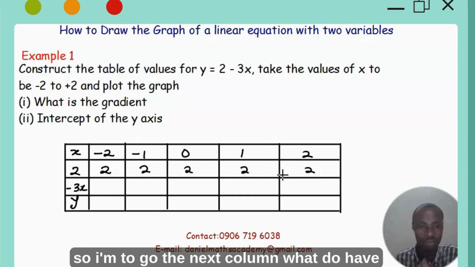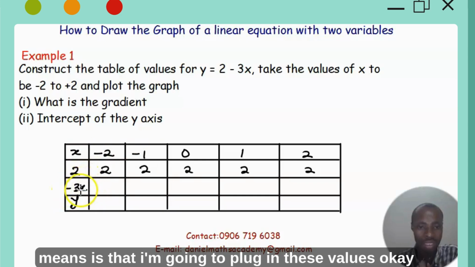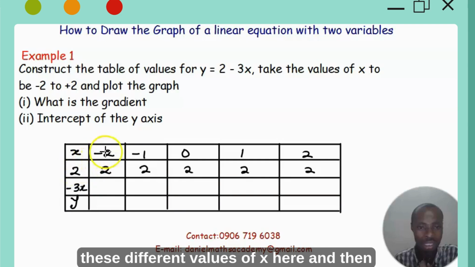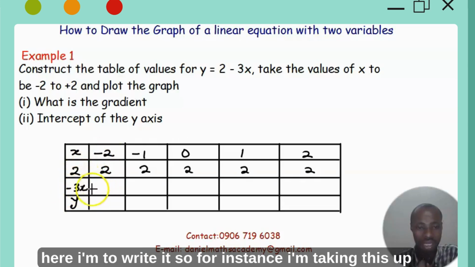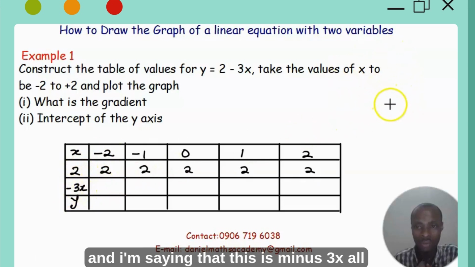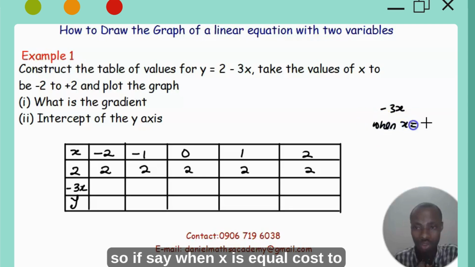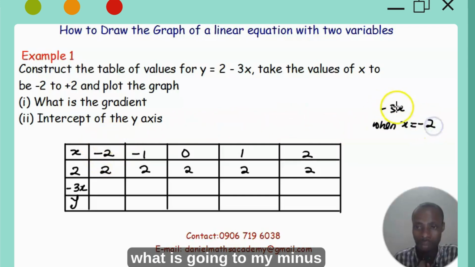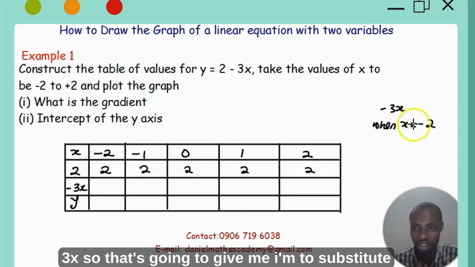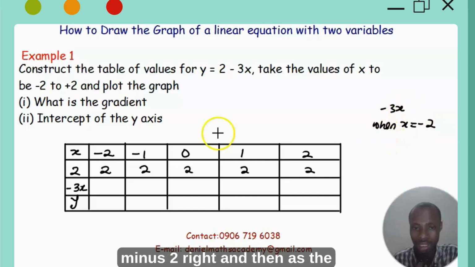Now let's look at the next column. What do I have? Minus 3x. What this means is that I'm going to plug in these different values of x here, and then whatever it gives me here, I'm going to write it. So for instance, if x is equal to minus 2, which is the first value, what is going to be my minus 3x? I'm going to substitute wherever I say x, you put in minus 2.